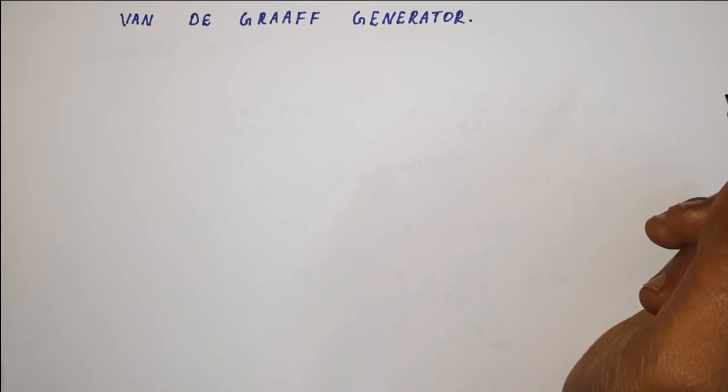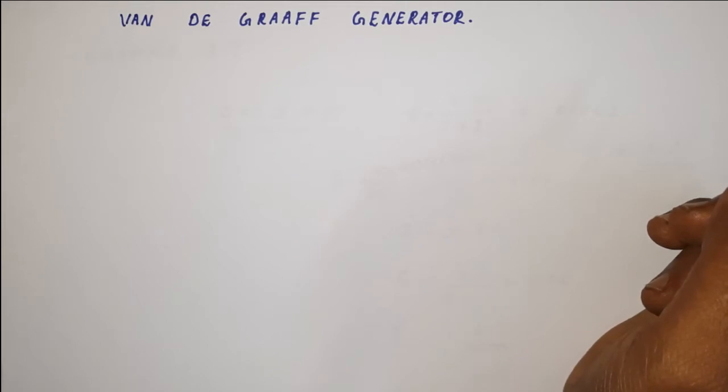Okay, so what is a Van de Graaff generator? A Van de Graaff generator is a particle accelerator. What do you mean by particle accelerator? It means a device which is used to increase the speed of charged particles like protons, electrons, etc. Such a device is called a particle accelerator.